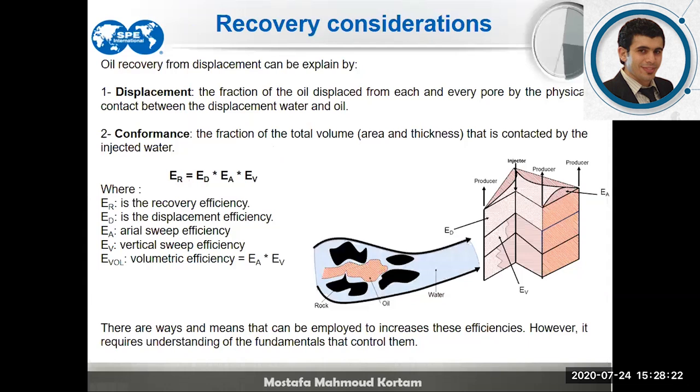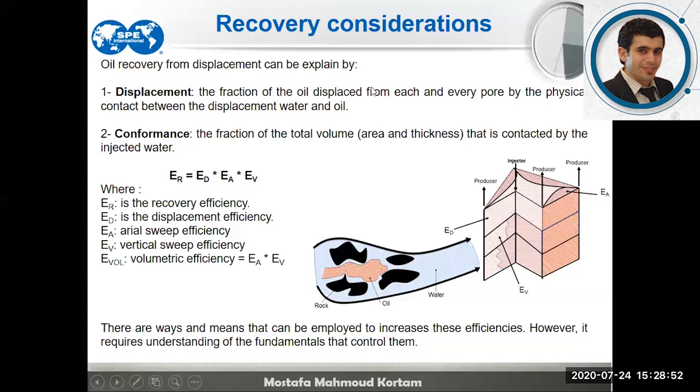The last point is the recovery consideration. If you remember this maturity chart, that is the residual, that is the cumulative, and that is the reserve, and that is what we left behind, or the oil that should be produced but is not produced. To address it effectively, we can introduce the efficiency of the displacement, or the efficiency of the water injection, and this will be the starting point of our topic tomorrow, the polymer injection.